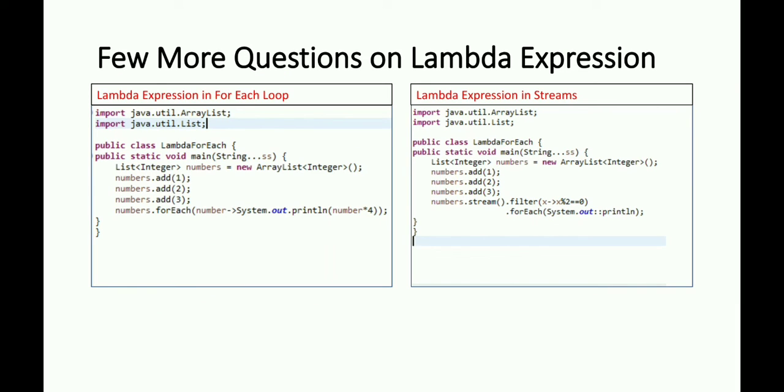Yeah, so first is lambda expression in the forEach loop. For using lambda expression in the forEach loop, we will write it as number, then lambda operator, then System.out.println, and then number, or maybe whatever logic we need to have. And the last example is lambda expression in streams. We can use lambda expression in the streams to filter the data based on a condition.